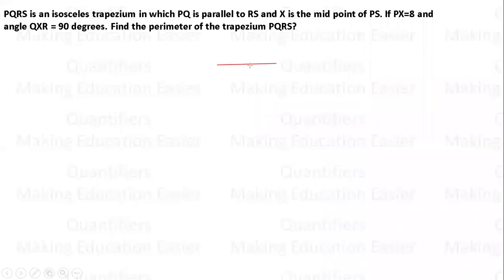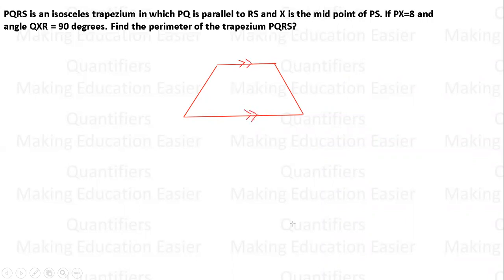PQRS is an isosceles trapezium. So I hope all of you know what is isosceles trapezium. Non-parallel sides are equal, okay? PQ is parallel to RS. So let's say this is P, this is Q, this is R, and this is S. PQ is parallel to RS and it is given X is the midpoint of PS.